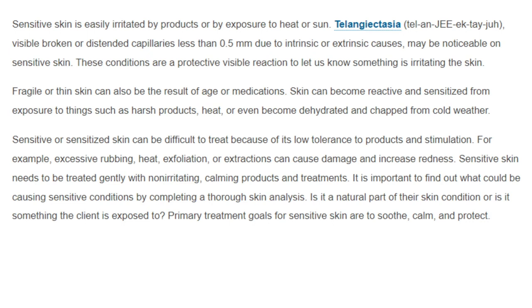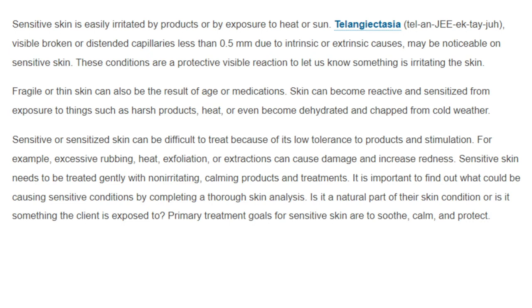Skin can become reactive and sensitized from exposure to things such as harsh products, heat, or even become dehydrated and chapped from cold weather. Sensitive or sensitized skin can be difficult to treat because of its low tolerance to products and stimulation. For example, excessive rubbing, heat, exfoliation, or extractions can cause damage and increase redness.